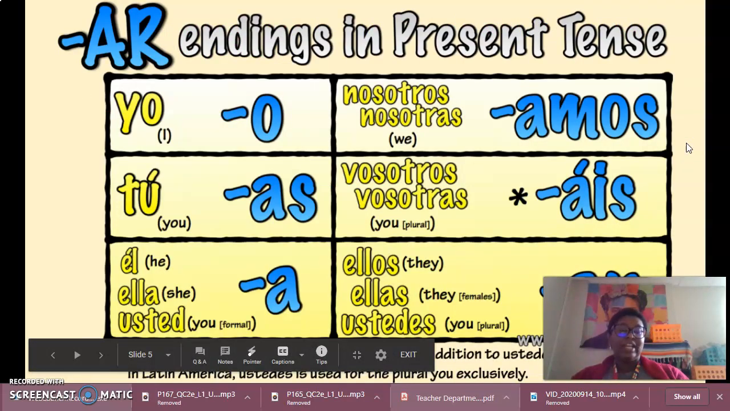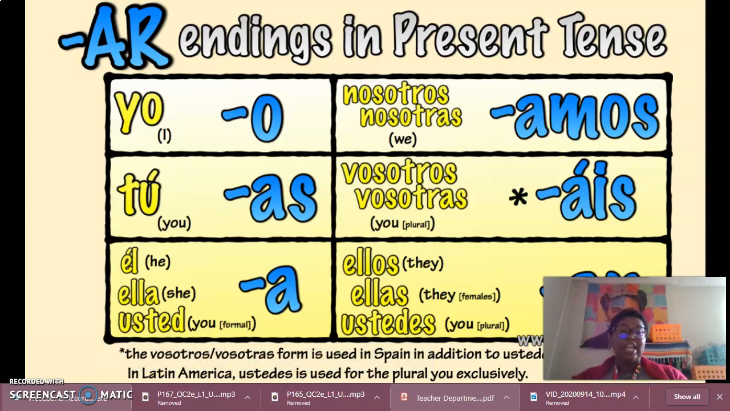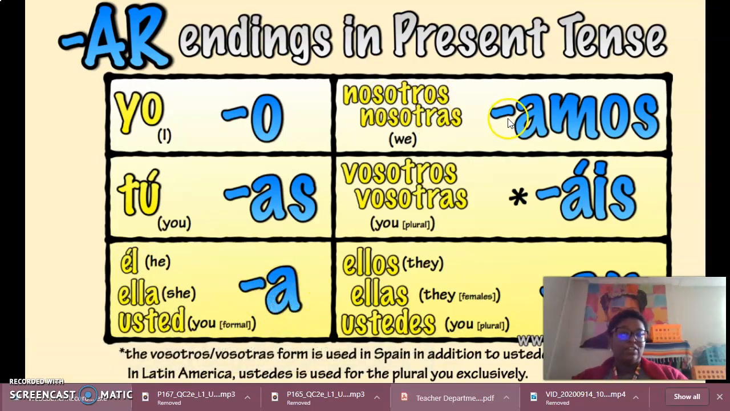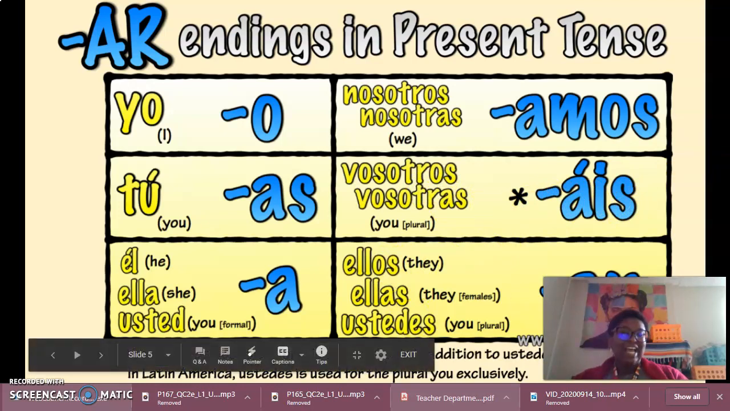Now, again, those endings we'll use again for any other verb that ends in AR. So be sure you're writing them down. So here are your AR verb endings. Yo is going to have an O ending. Tú is always going to end in AS for a verb that ends in AR. Él, ella, usted. Again, that's third person. Remember, they're all going to share an ending, A. Nosotros and nosotras for we is going to be amos. Vosotros, vosotras, áis. Ellos, ellas, ustedes, an.